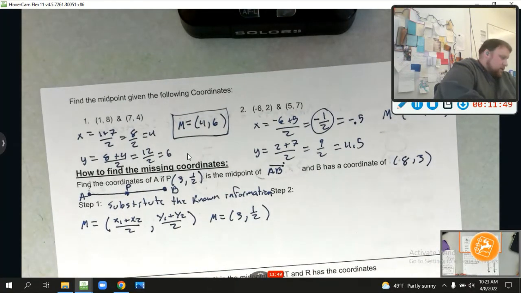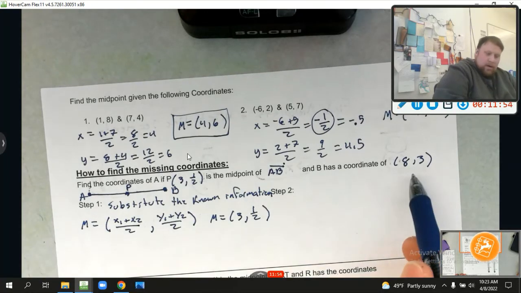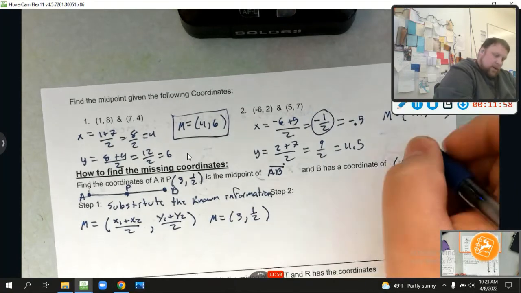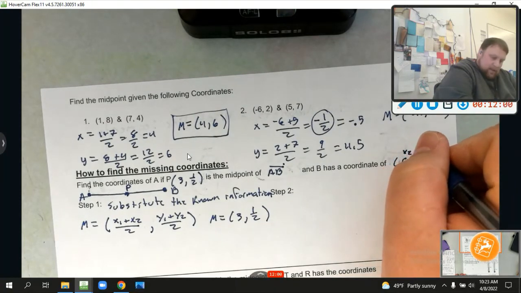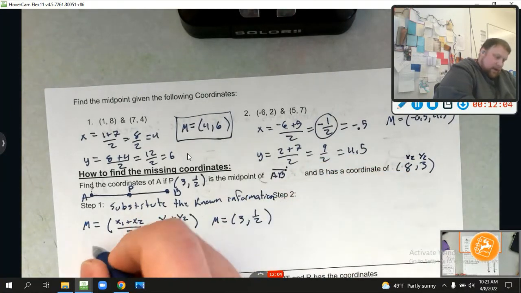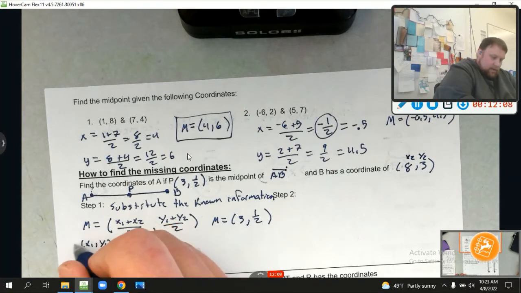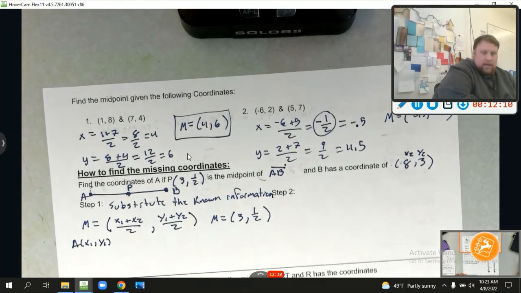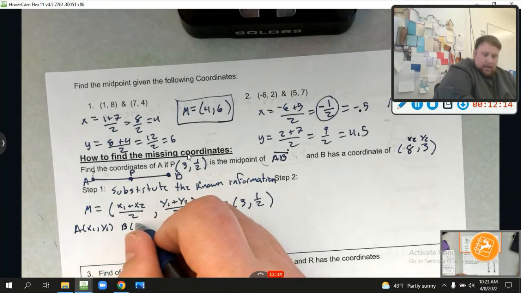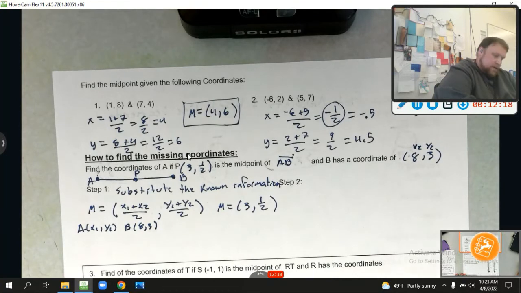Okay, so I know that, and I know my B coordinate. What I don't know is my A coordinate. So I know my x2, y2. What I don't know is my x1 and y1. Okay? I don't know that, but I do know my B is (8, 3). So how can I use this? Well, I'm going to show you. We're going to set it up.